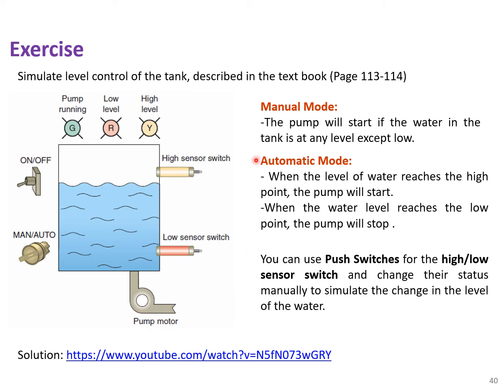In the automatic mode, when the level of water reaches the high point here, the pump will start automatically, and will stay on. And when the water level reaches the low point here, the pump will stop automatically and will stay off as far as we are at this low level.